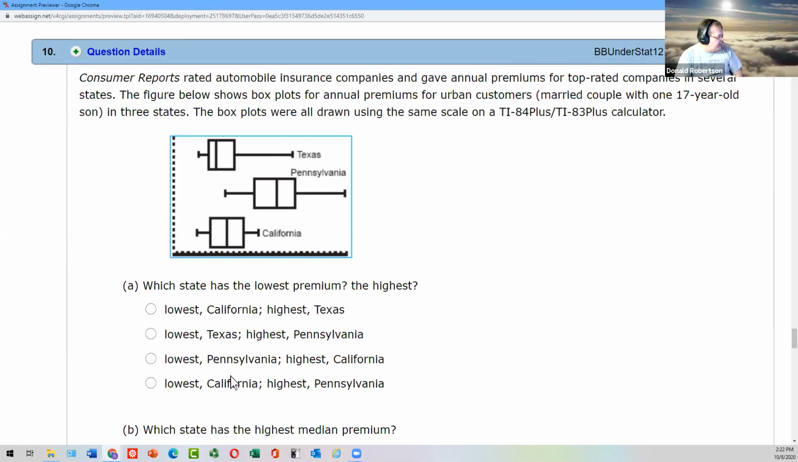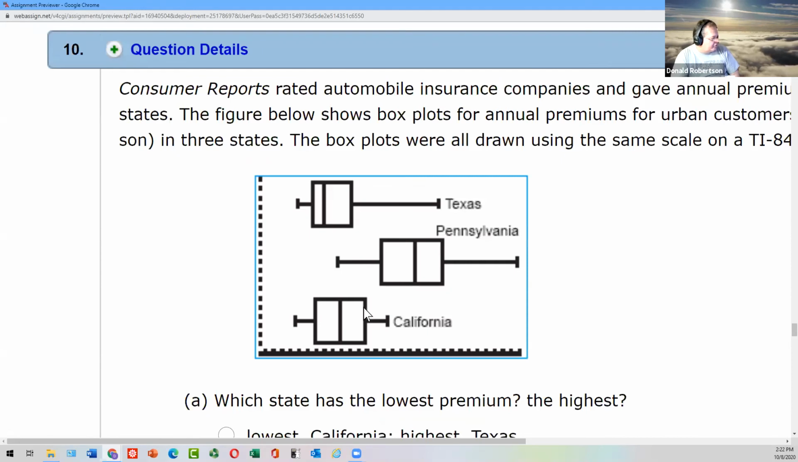Now, if I look at each of them, and this is an eyesight thing, would you say California is the lowest and Pennsylvania is the highest? You agree with me? Yeah. I'll try and maybe make it a little bit bigger because it's kind of hard to judge.